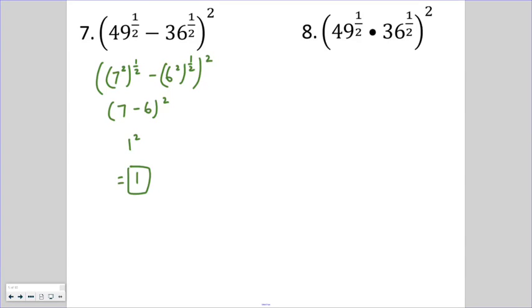In the case of number 8, we are allowed to distribute this power because the bases are being multiplied. So 49 and 36 are being multiplied. That 2 can go into both of those terms and apply directly. So in this case, this becomes 49 times 36 because 1/2 times 2 is 1. And then I'm just going to simplify that. That's 1,764.